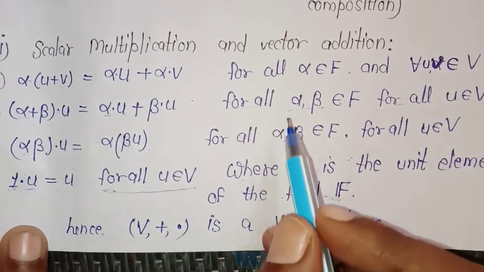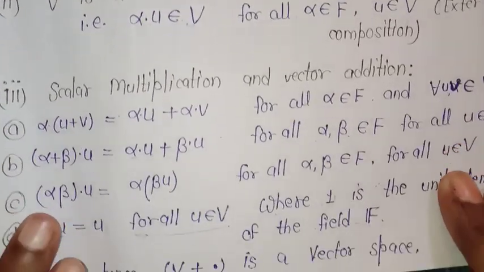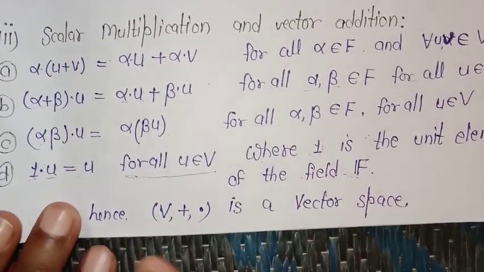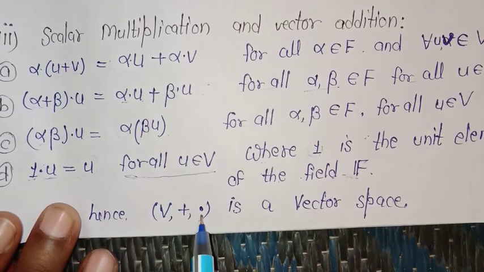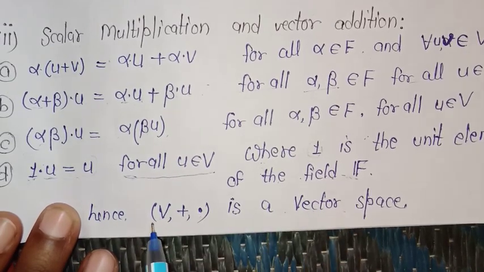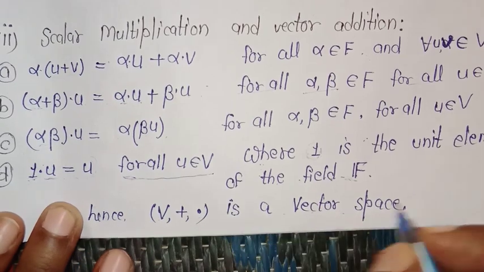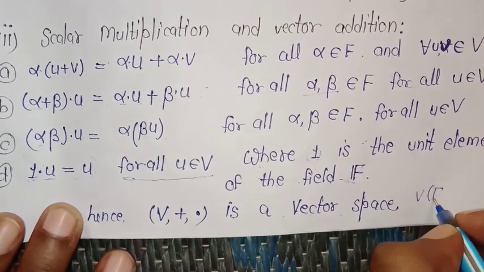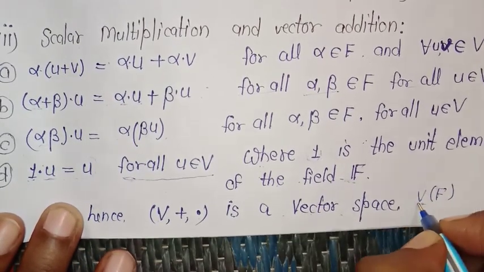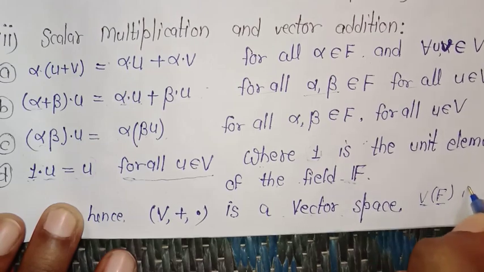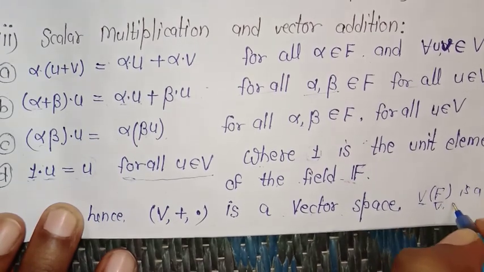So these are the properties of a vector space. If these conditions are holding, then we call V plus dot a vector space, and we also write it as V over F and read it as V over F is a vector space.